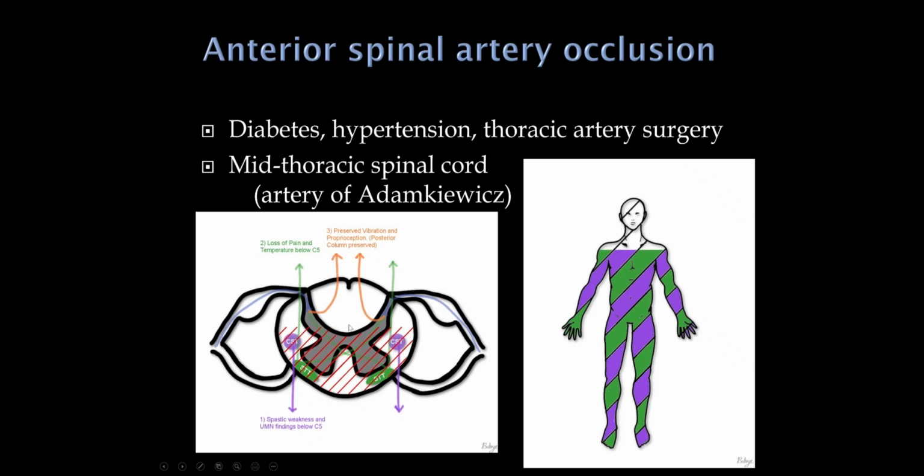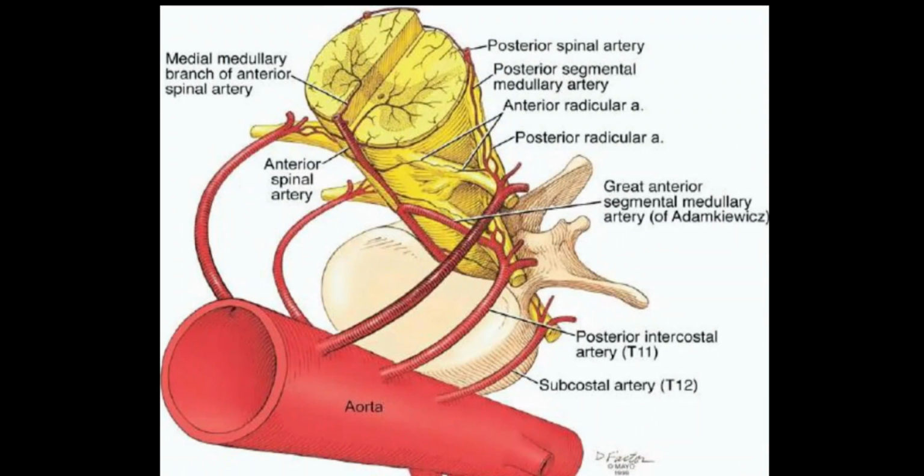Notice not the posterior columns. So these patients have paralysis below the level of the lesion. They have loss of pain and temperature below the level of the lesion, but vibration and proprioception is normal. All right, so what is it with the artery of Adamkiewicz?